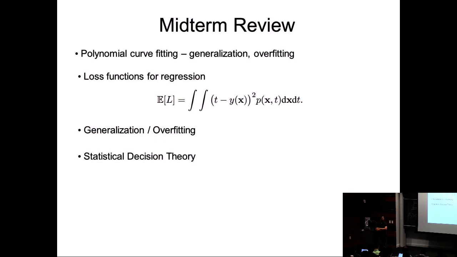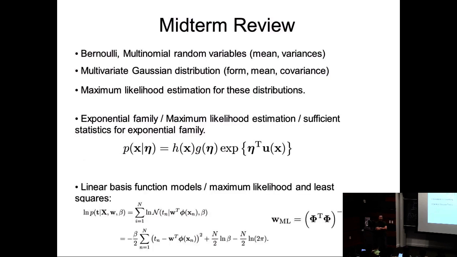Okay, so what you have to know. Remember we've looked at polynomial curve fitting, we looked at generalization, the notion of overfitting. Remember we've looked at loss functions, like squared loss functions, and when we looked at a little bit of decision theory, the fact that the minimum of the expected loss is the conditional expectation. You should be familiar with the definitions, how you derive these things, what is generalization, what's the notion of overfitting. You have to be flexible with statistical decision theory, at least the parts of it that we've covered.